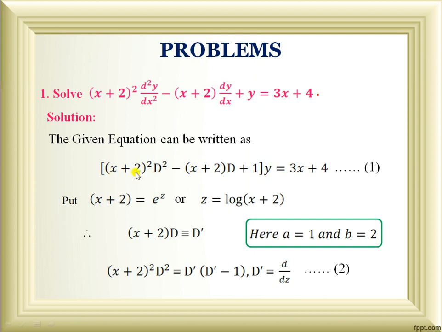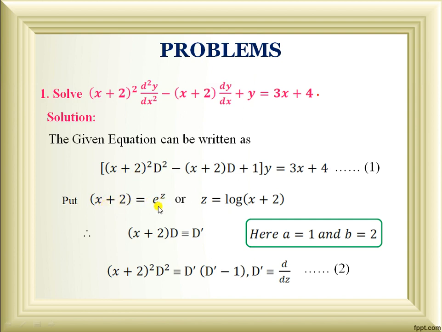So compare this coefficient with the general form. There I have ax plus b. Therefore, the x coefficient is a and the constant term is b. So here a is equal to 1 and b is equal to 2. Let us move on to the replacements. We take ax plus b is equal to e to the power z for all the problems. Therefore, in place of ax plus b, I have x plus 2, and we take this equal to e to the power z.